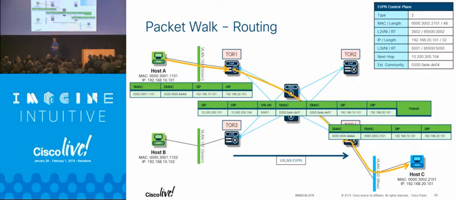Yes? Host A does not see the MAC address of host B. In the bridging case, host A would see the MAC address of host B because there are broadcasts going around, right? It's a flat layer 2 segment. We can talk more about that.